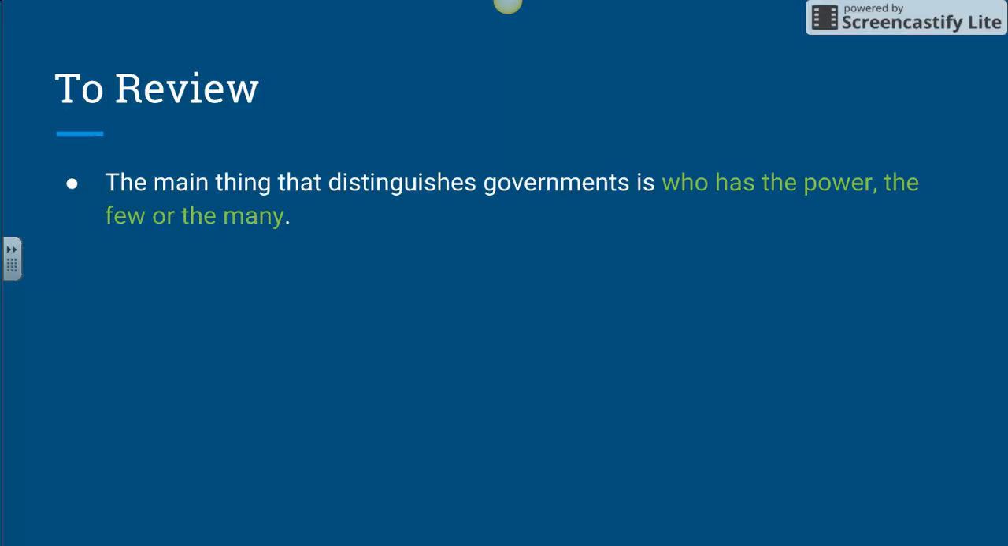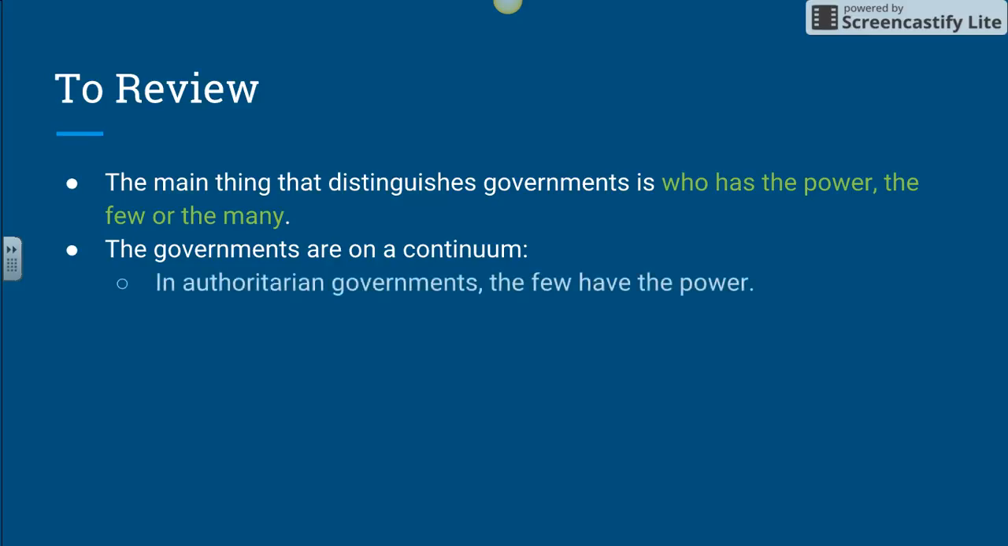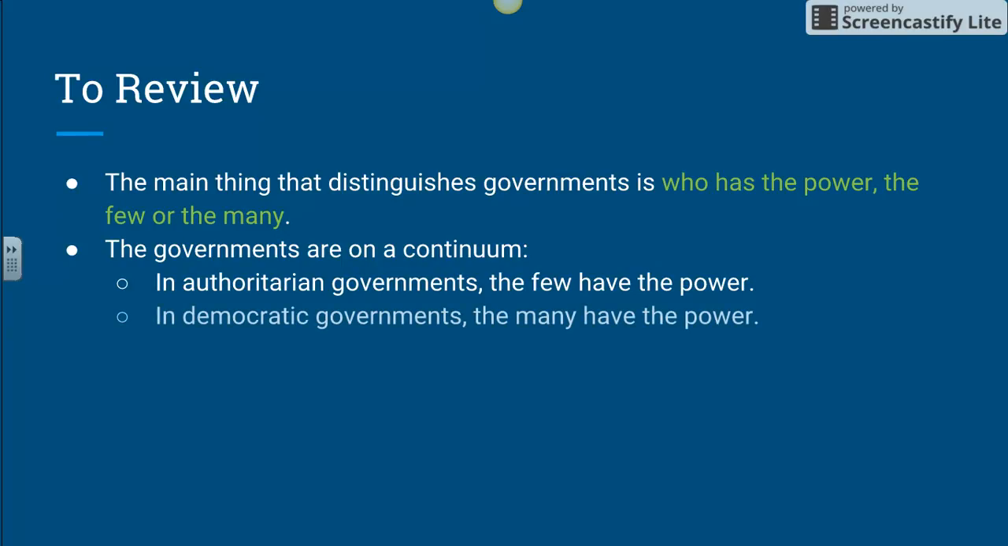Let's review what we've learned in this lesson. The main thing that distinguishes governments is who has the power, the few or the many. Governments fall on a continuum. In authoritarian governments, the few have the power. In democratic governments, the many have the power.